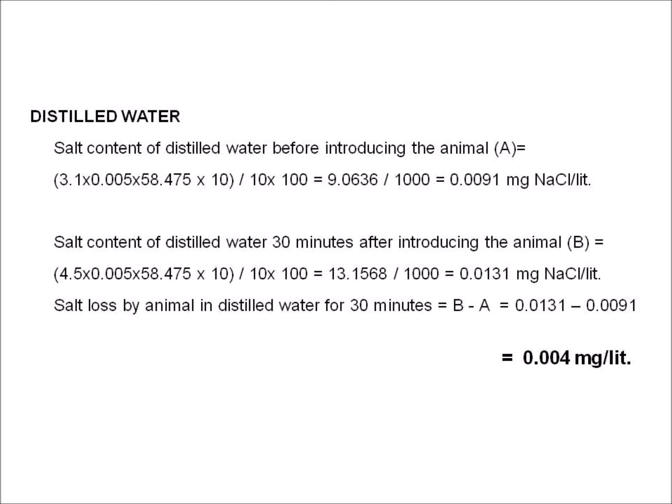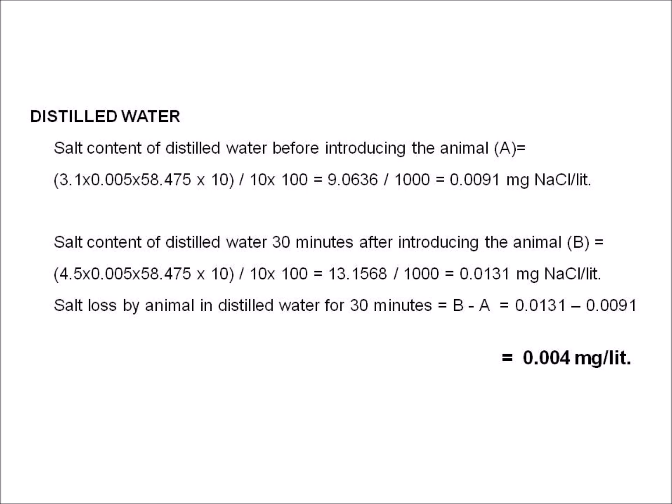See, in the distilled water, initial and final values are obtained. The initial value is A, and from that the titer value is 3.1. Then that is substituted in the formula and we got 0.0091 milligram of sodium chloride per liter as the initial. And in the distilled water, the salt content after 30 minutes of introducing the animal is considered as B and the value obtained is 0.0131 milligram sodium chloride per liter.